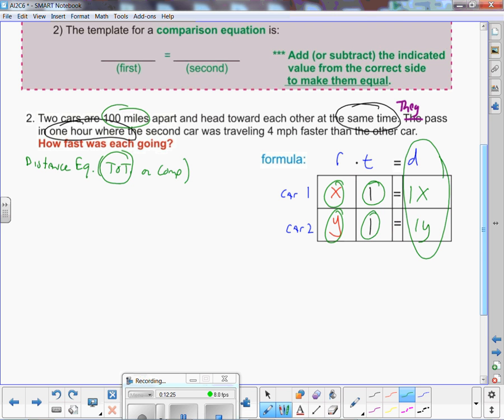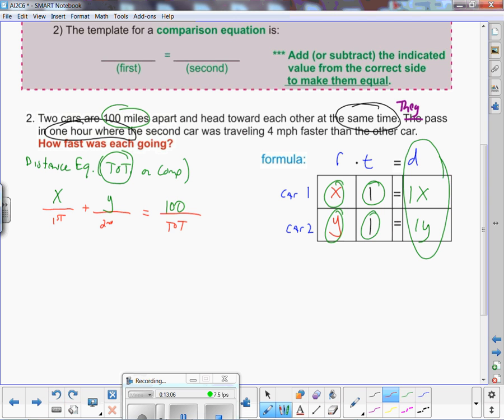Therefore, we are going to use our total template. First plus the second equals the total. In this case, it's the first car. So you go back to your chart now. Remember, we're in the distance column. What is the distance of car 1? It's X. What is the distance of car 2? Looking at your chart, it's Y, right? And looking at the problem, what's the total distance? It's 100 miles. Okay. Distance formula is done.